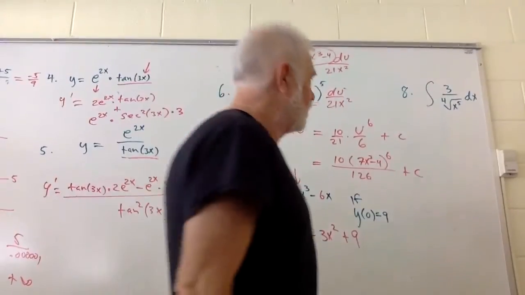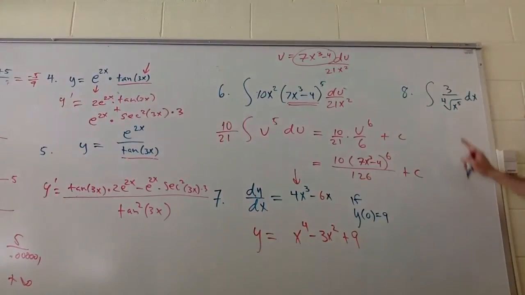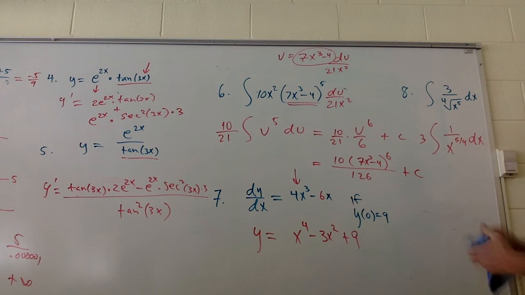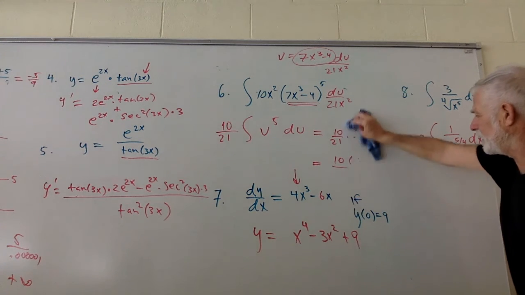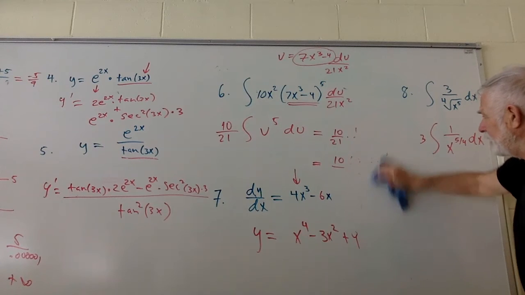All right, last one. Your algebra skills, you're stuck. So what do you do? You rewrite it in a way that hopefully makes sense to you. We can take the 3 out. We can do a 1 over x to the 5/4 dx. We get rid of what's in the way here.